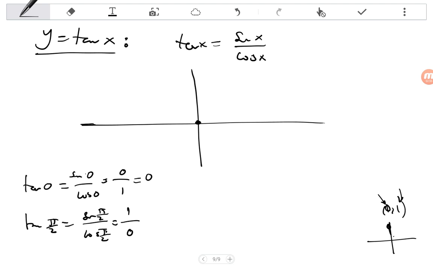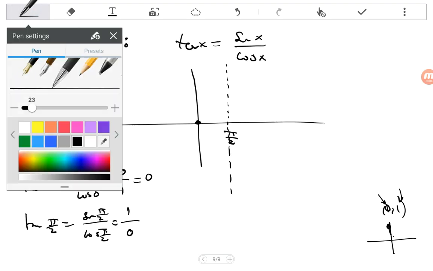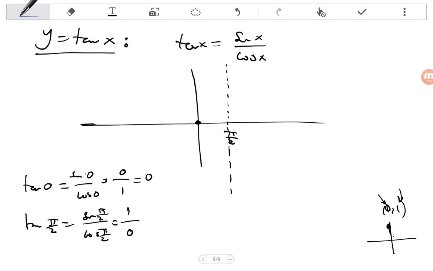It approaches infinity. So that's why at pi over 2 we will have an asymptote, for which the function grows like this, approaching that asymptote, growing rapidly until it goes to infinity. Okay?